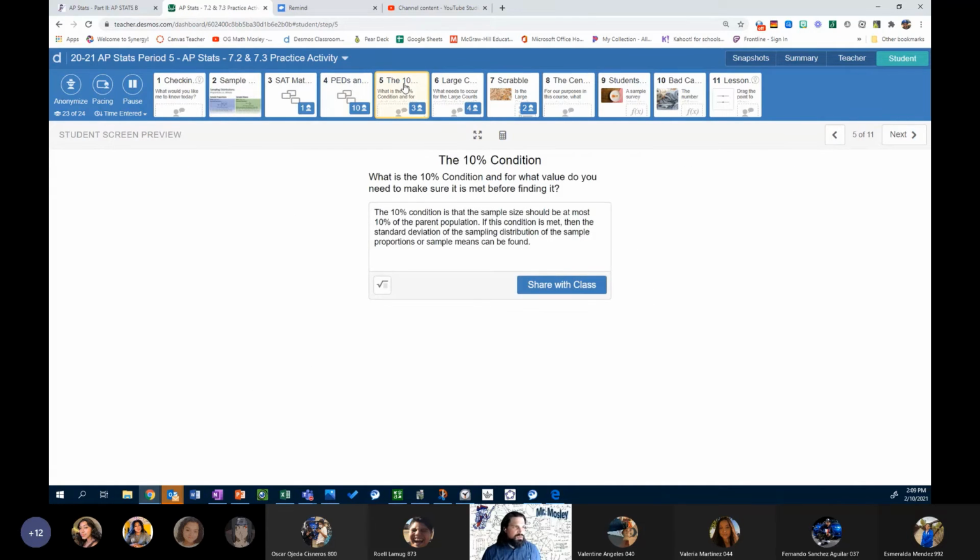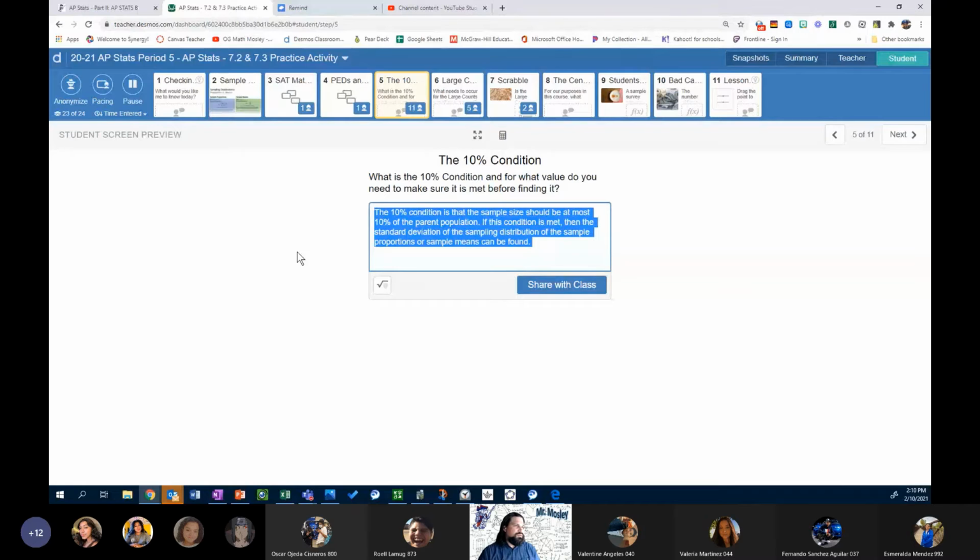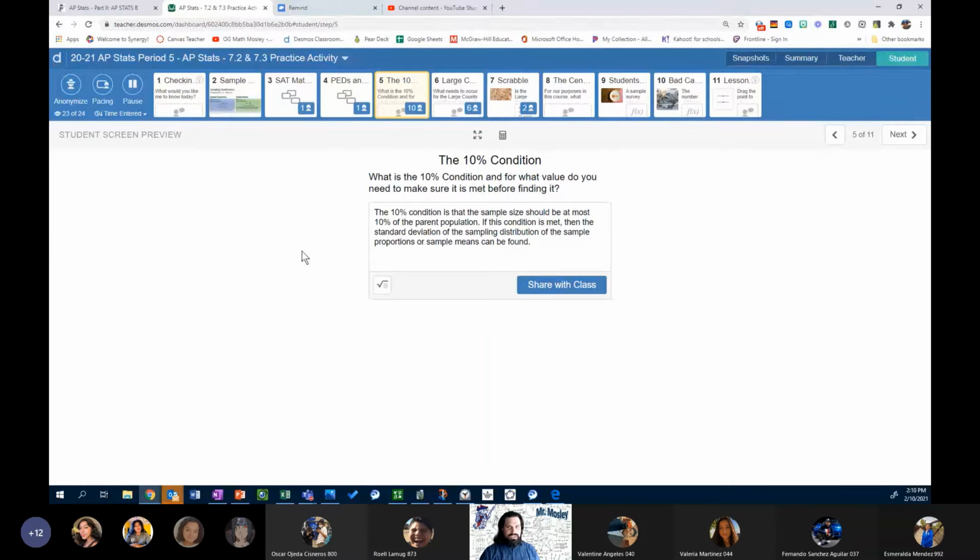Right, the 10% condition. Many of you had this correct. Of those of you who answered this question, you were at least on the right track. The 10% condition is that the sample size should be at most 10% of the parent population. If this condition is met, then the standard deviation of the sampling distribution of the sample proportions or sample means can be found. It means that we can find a valid standard deviation. Otherwise, we could calculate it, but it's just not usable. So that is our 10% condition. Is there anything I can clarify about the 10% condition?